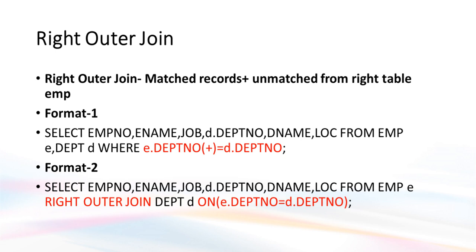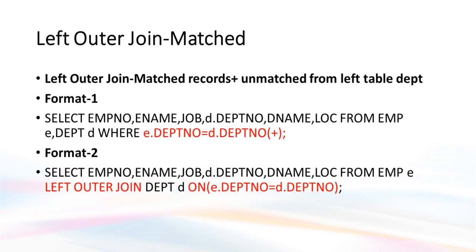Similarly, even for left outer join we need to write the same thing, but if you observe here, the plus will come here. The plus is now on the left side, so it will give you the records from the left side table which are not there in the right table, and also the common records. That is left outer join. So left outer join: matched records plus unmatched records from the left table. Those records it will get.